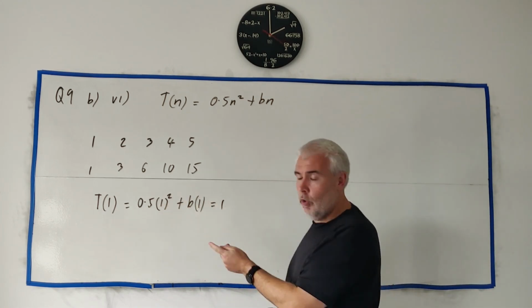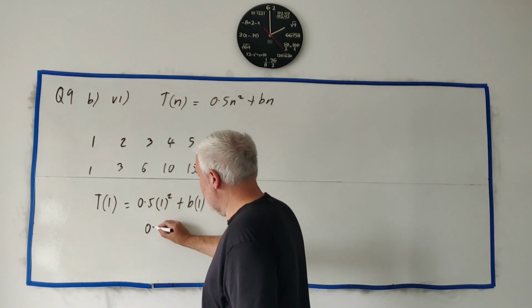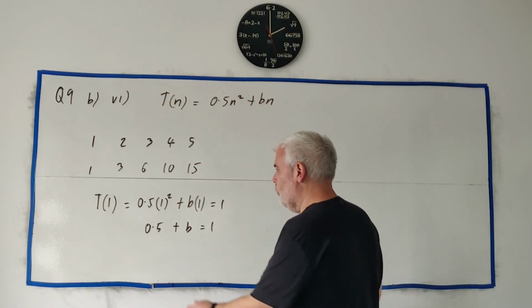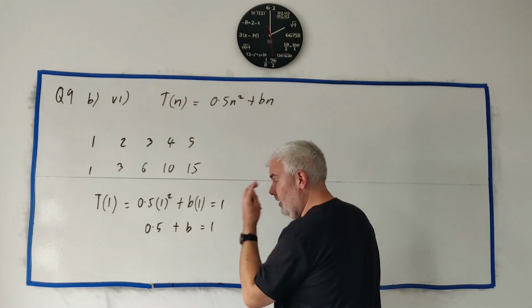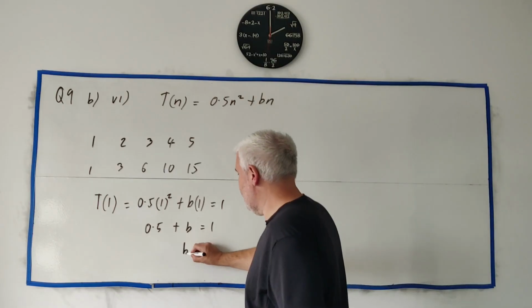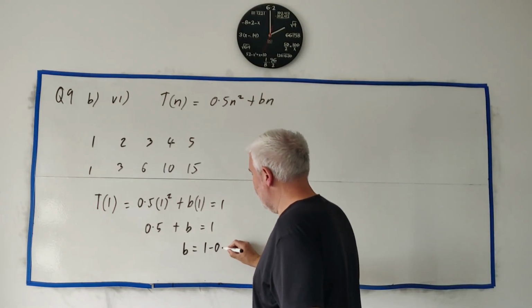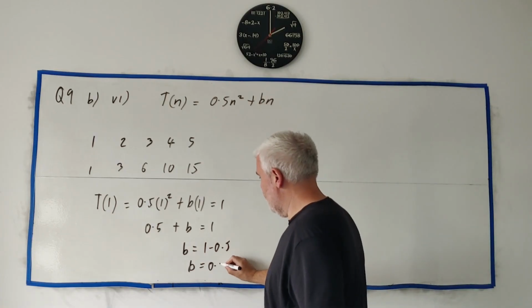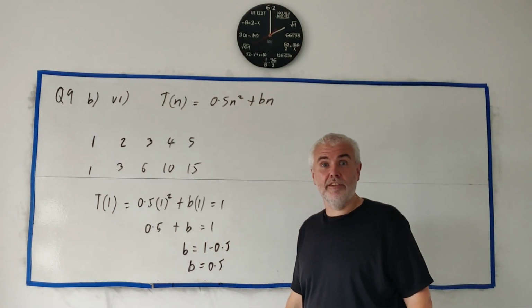1 by 1 is 1. Multiplied by half is just a half. Plus 1 times B, that's just B. Rearrange this so B is on its own. Or just think here, a half plus what is equal to 1? Well, B is a half, but let's do it slowly. B is equal to 1 minus a half. This comes over to a minus. B is equal to 0.5. That's your answer.